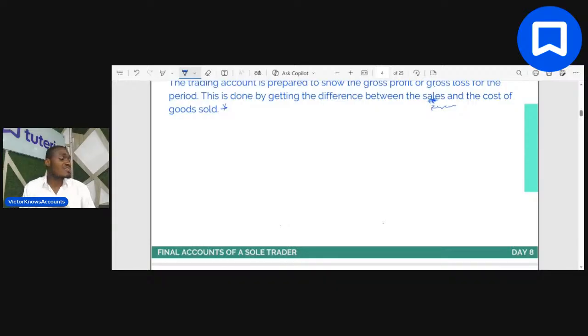Because don't forget, I said the first objective here is you want to determine how to calculate cost of goods sold. Those are the kind of questions they can ask you. They can give you a list of items and they will tell you that from what you have, calculate cost of goods sold. Is that fine? Now, this is how you calculate cost of goods sold. So let me draw up the format for your trading account. You have your debit here, you have your credit here.